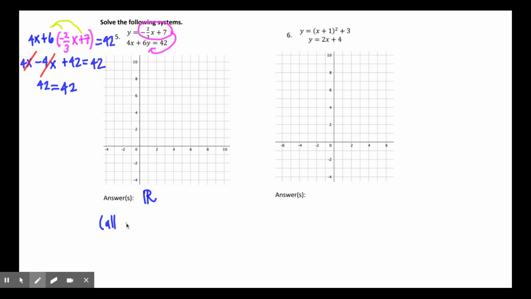all real numbers, because 42 does equal 42. So if you got an equation with just numbers and you got like 0 equals 4, then it would be no solution because that isn't true. But 42 does equal 42, so all real numbers. And on the graph, it means they're both the same line.